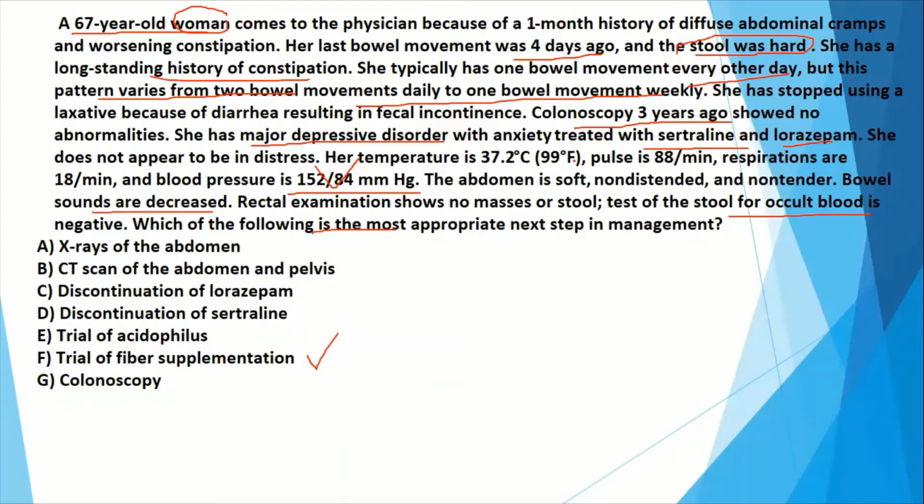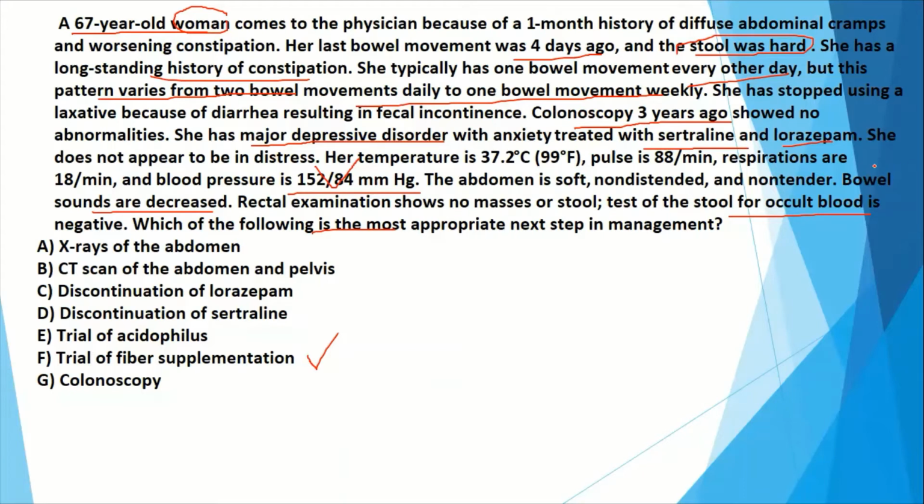And furthermore, they have mentioned that there is positive history for some psychological disorder. She is having major depressive disorder because IBS has an association with the psychological disorders. So this is a clue here.